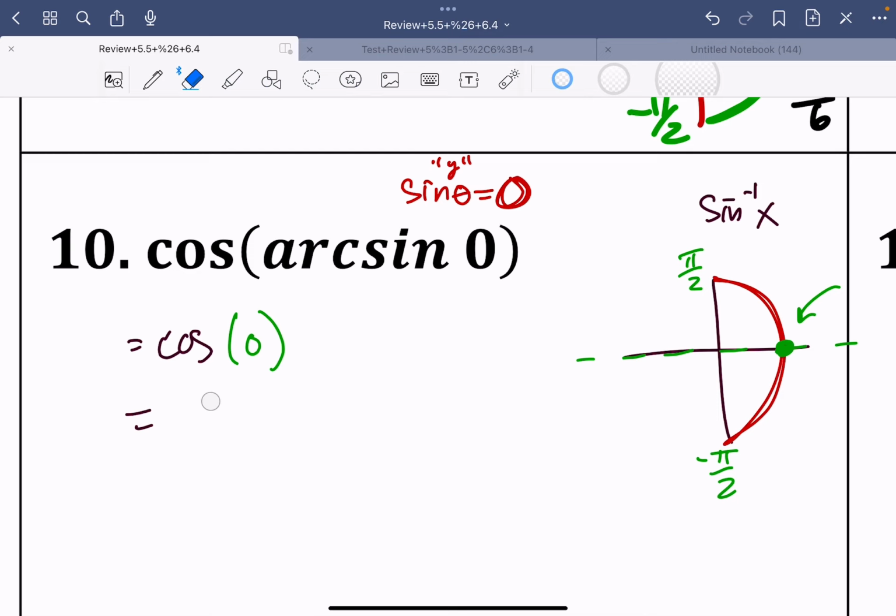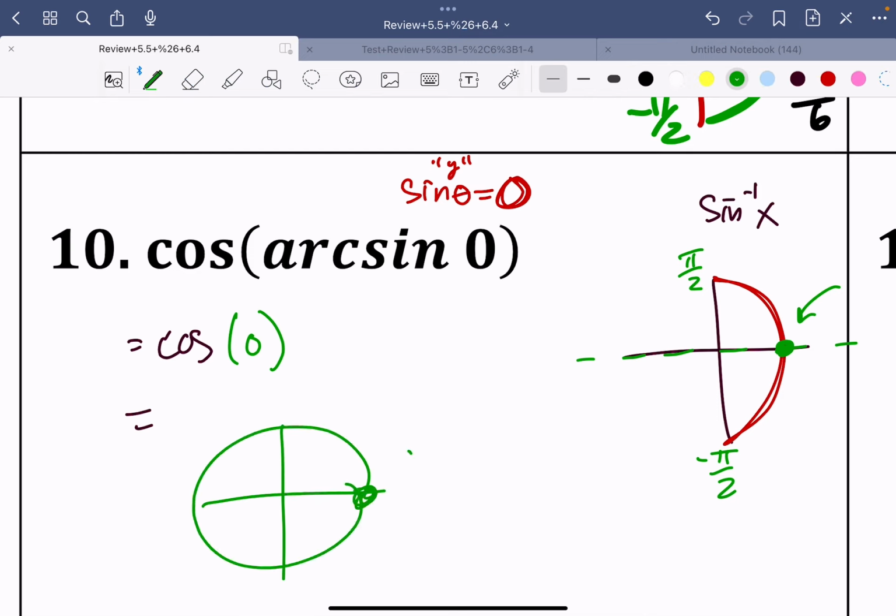And so now this is a completely new picture. If I'm looking at the unit circle and I go to 0, this is cosine, sine for my x, y, and the coordinates are 1, 0, so the answer is 1.